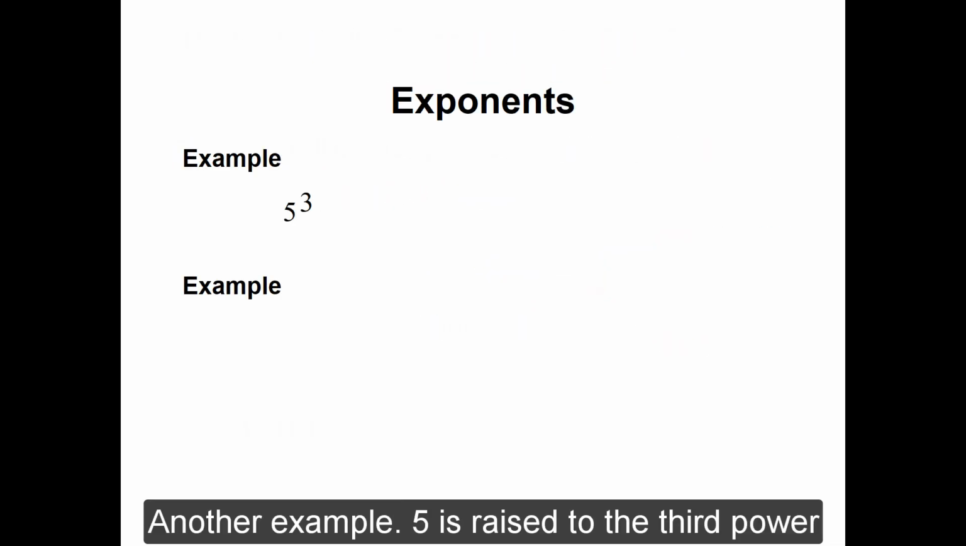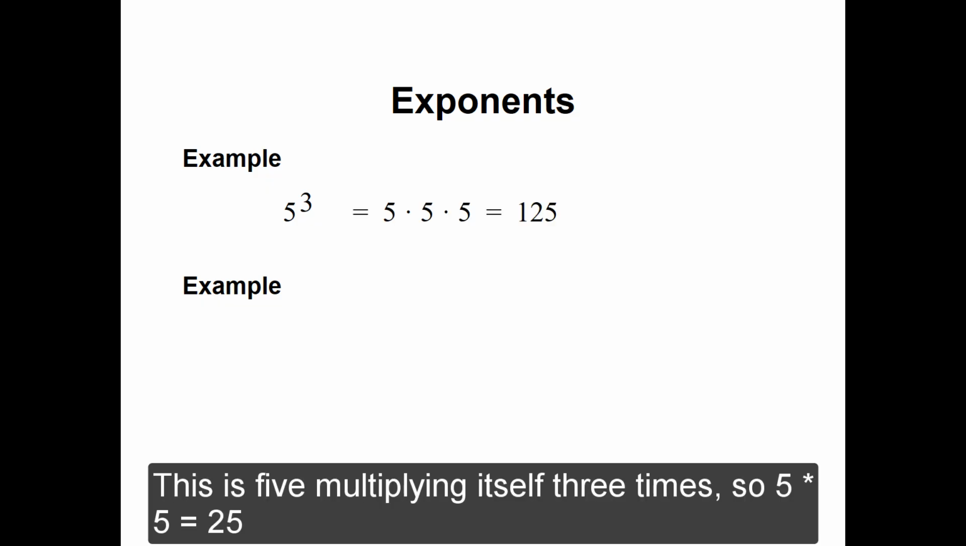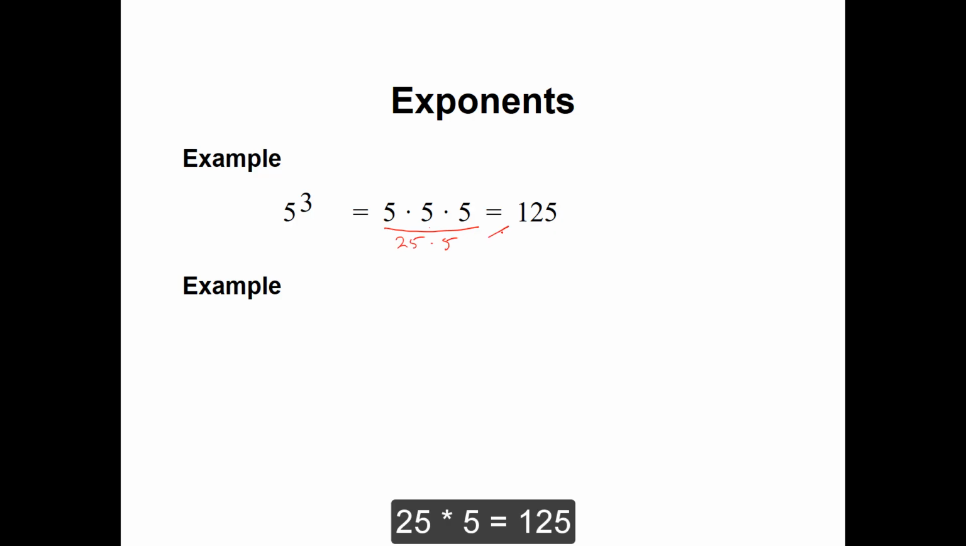Okay, so here's an example. Just take a second and take a look at 5 raised to the 3rd power and compute that real quickly. Okay, and here it is. It's 5 multiplying itself 3 times. 5 times 5 is 25. Times 5 is equal to 125.